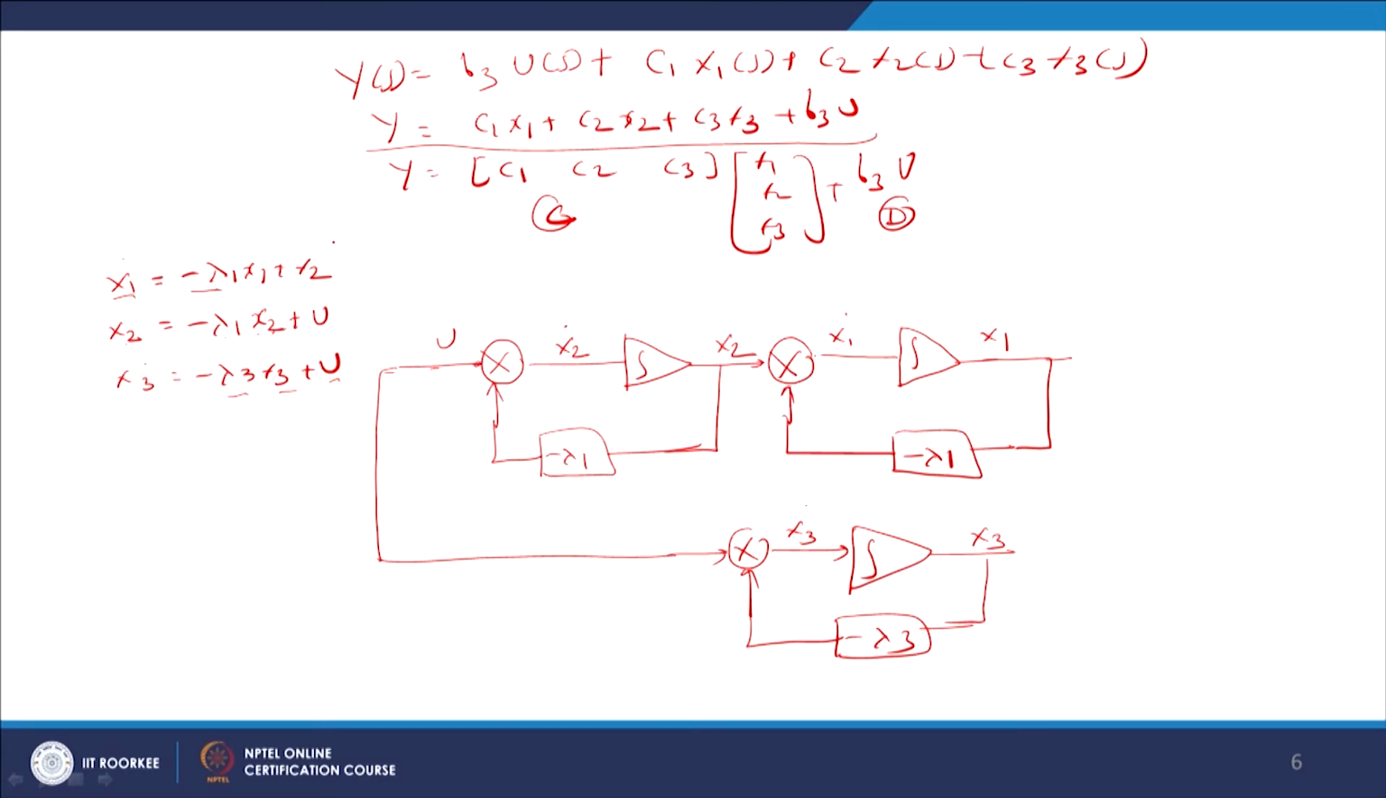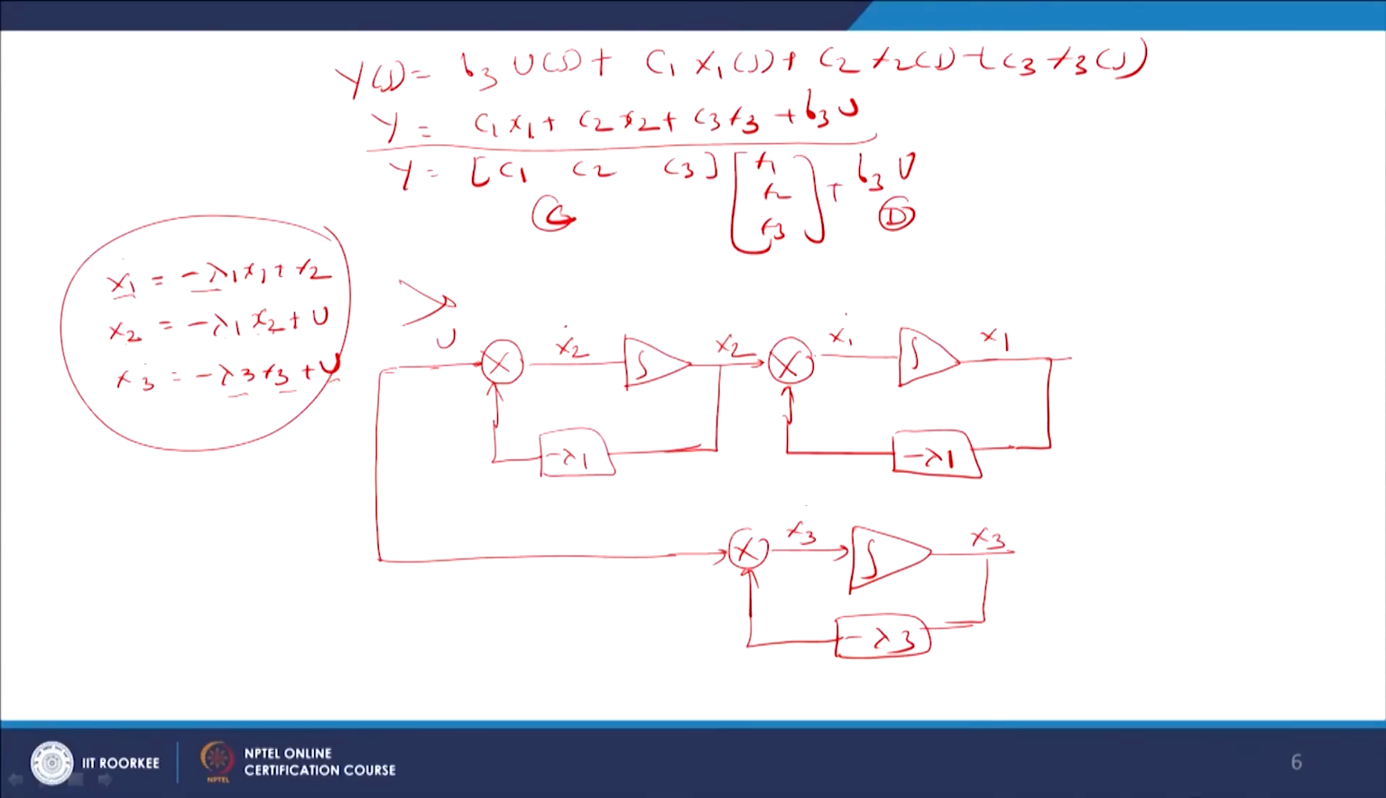So, all the states we have shown. All these states, that means this equation we have represented here, but the complete state space model involves the state equation as well as the output equations. So, here also we have to show the output equation. So, what is the output equation? y equals C1 x1 plus C2 x2 plus C3 x3 plus B3 into u. Therefore, now here we will show output y.